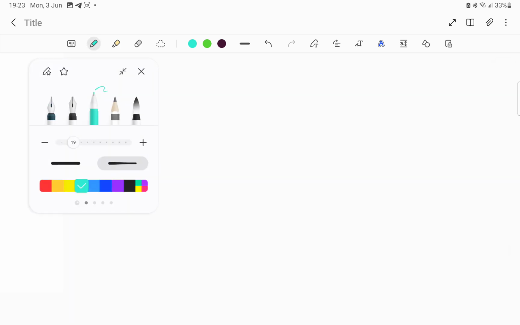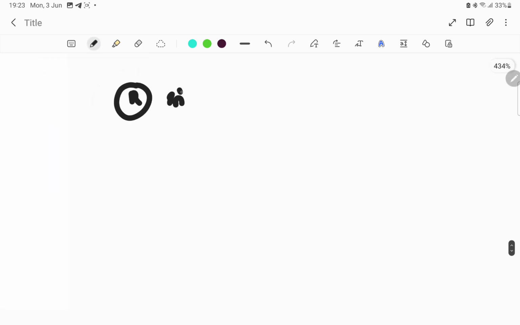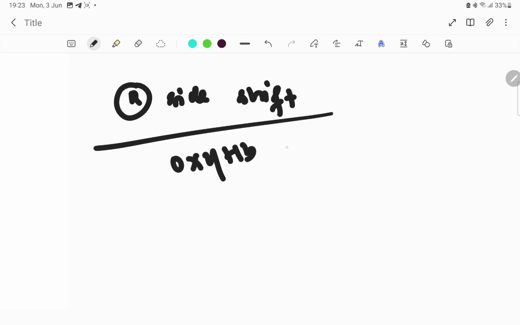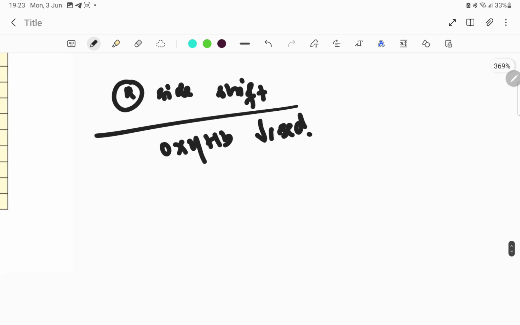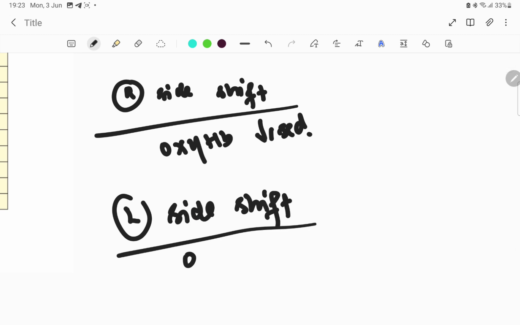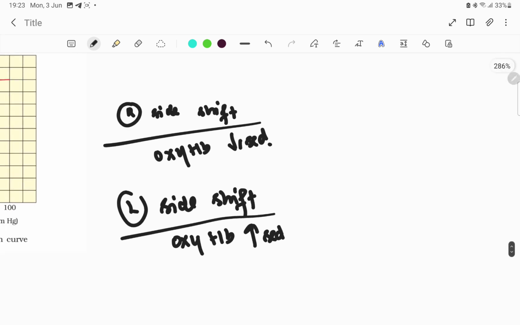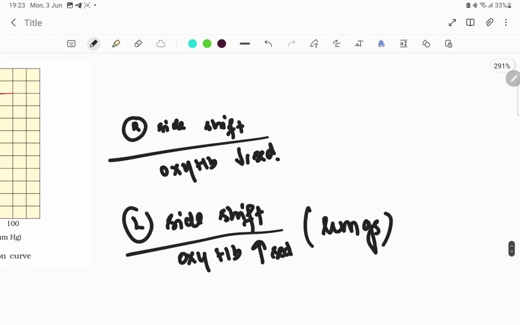So see here, right side shift: oxyhemoglobin will be decreased, and left side shift: oxyhemoglobin will be increased. You just think, where will oxyhemoglobin be formed more, lungs or tissues? Obviously it is lungs, isn't it? So left side shift happens at the lungs. And right side shift, where oxyhemoglobin will be decreased? Obviously it is at the tissue level. So right side shift happens at the tissue level.